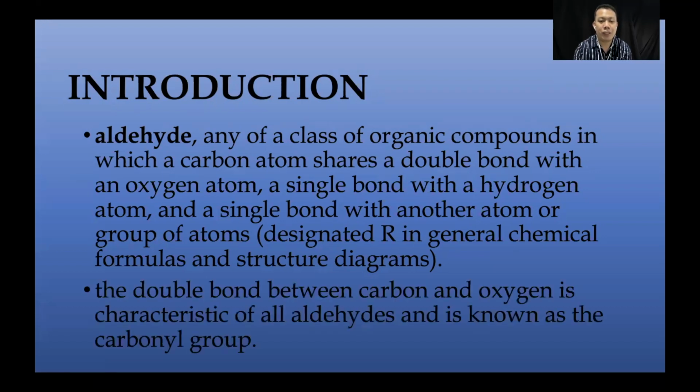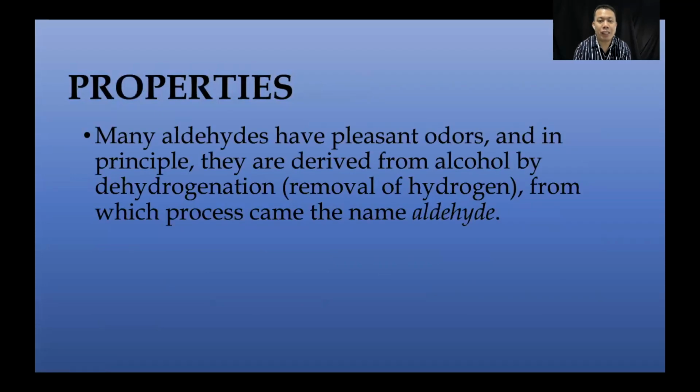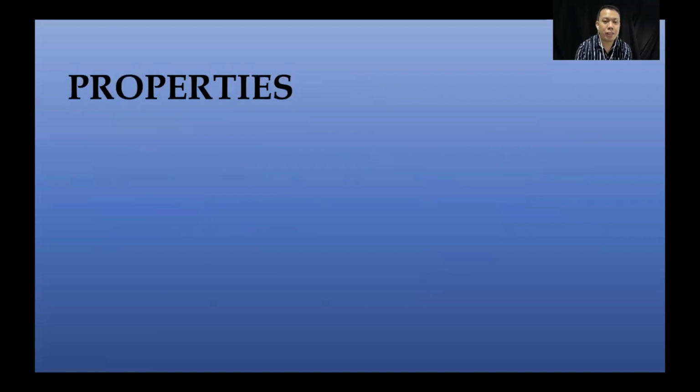A double bond between a carbon and oxygen is the characteristic of all aldehydes and is known as the carbonyl group. There is also another carbonyl group, which is the ketone. These are the properties. Many aldehydes have pleasant odors, and in principle they are derived from alcohol by dehydrogenation, or the removal of hydrogen, from which process came the name aldehyde.